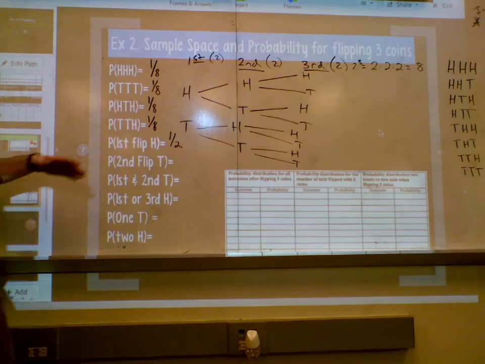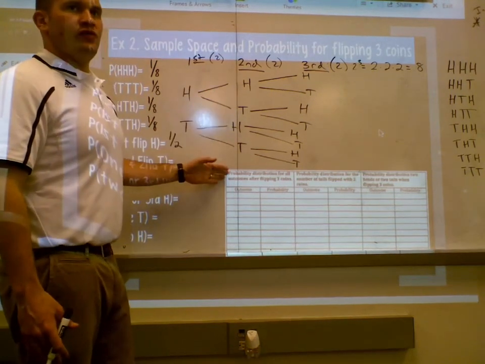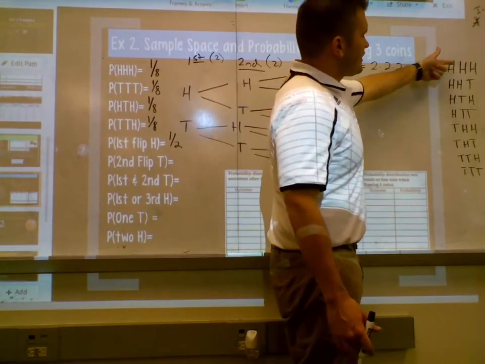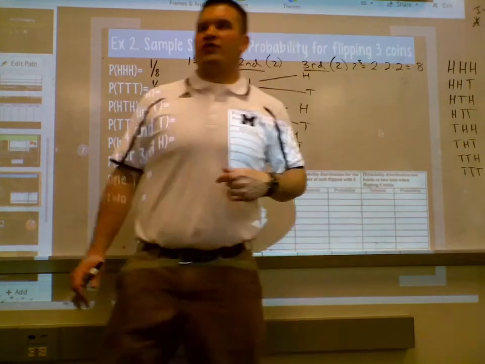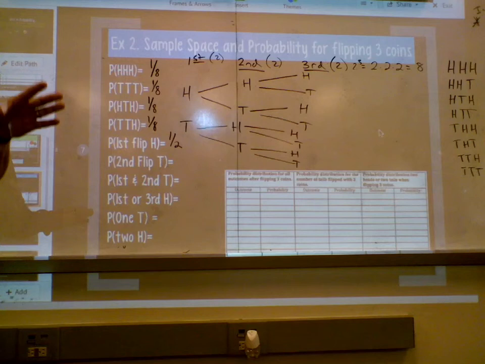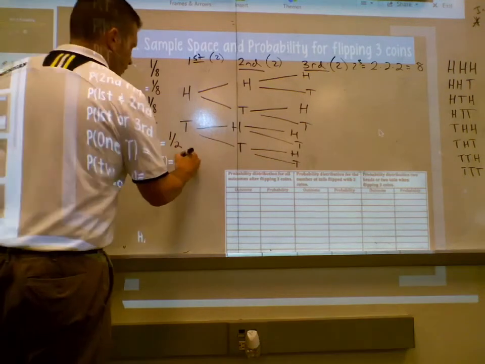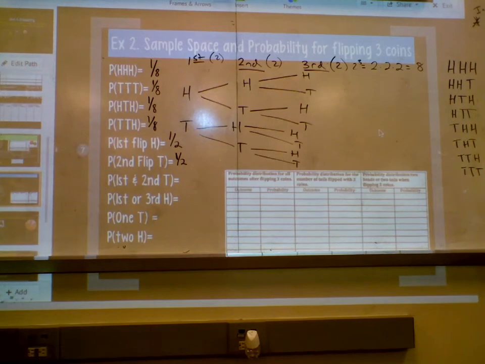Same thing with our second flip. I look at my second flip. How many are tails? 2 out of 4. If I look at my sample space, same thing. Second flip is tails. 1, 2, 3, 4. 4 out of 8. 2 out of 4, 4 out of 8. They're both 1/2. Does that make sense? Okay.